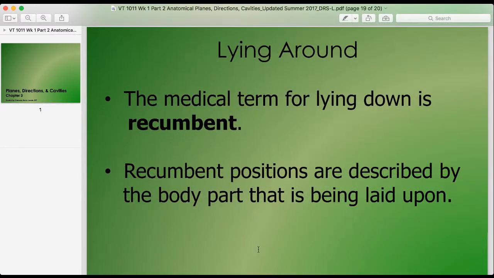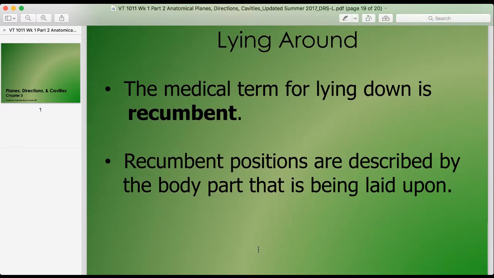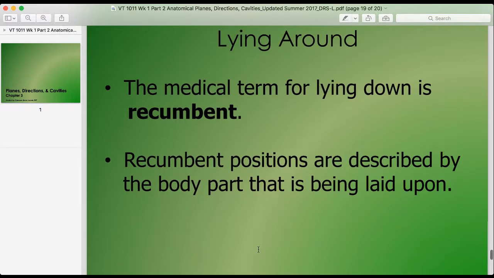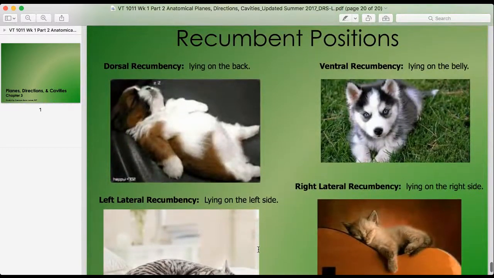Look at your textbook, and we're down to the last couple areas about lying-down terms. Know how to spell the word recumbent. That is the medical term for when an animal, or a person, is lying down. R-E-C-U-M-B-E-N-T, recumbent, or in recumbency. The recumbent positions are described by the body part that is being laid upon. Sometimes this is a hard one for students to remember.